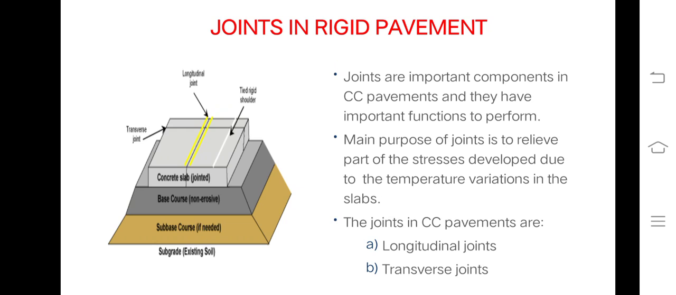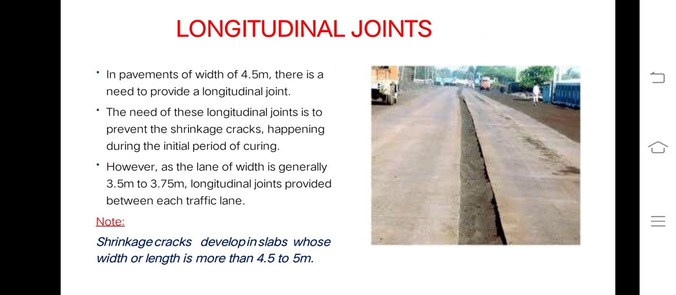Now there are several types of cement concrete joints. Basically these are classified into two types, that is longitudinal joint and transverse joint. So coming to longitudinal joints, in cement concrete pavement the width is 4.5 meter. There is a need to provide the longitudinal joint.